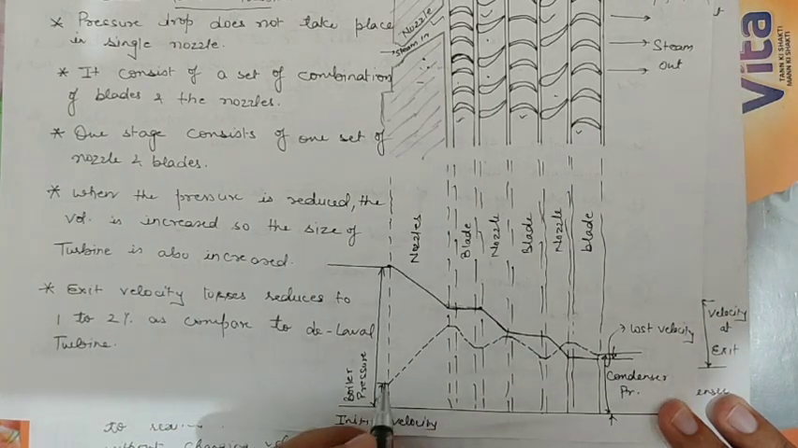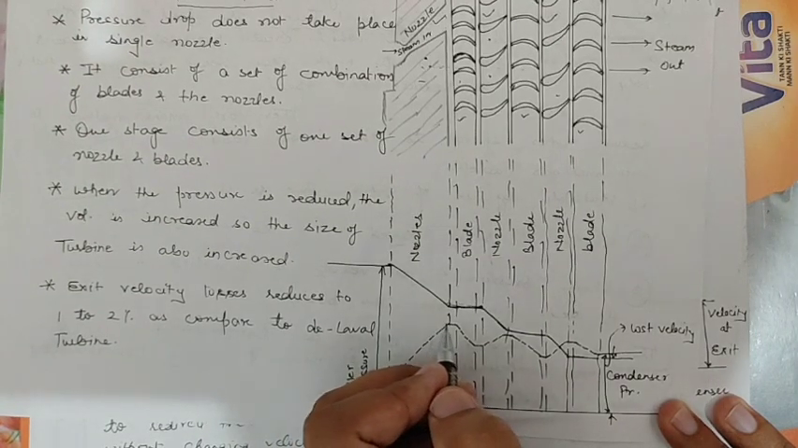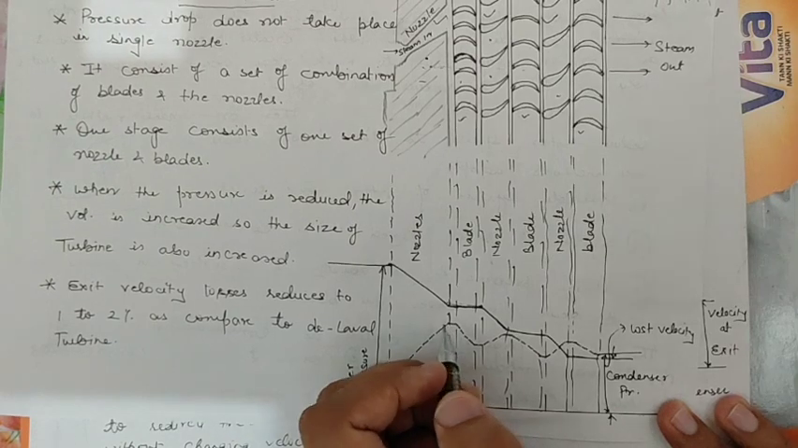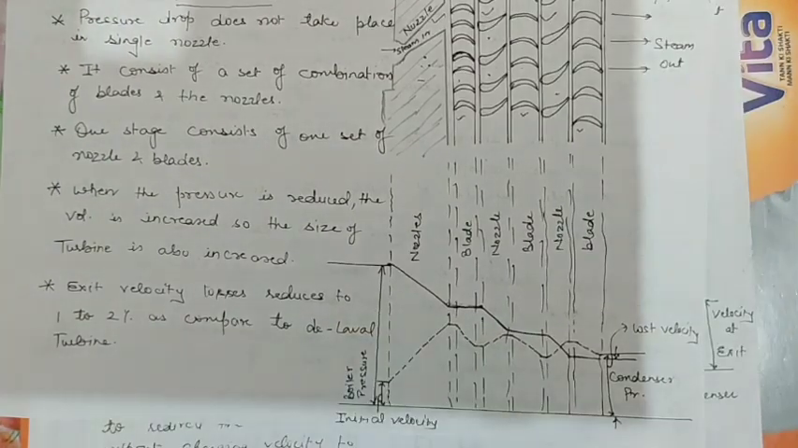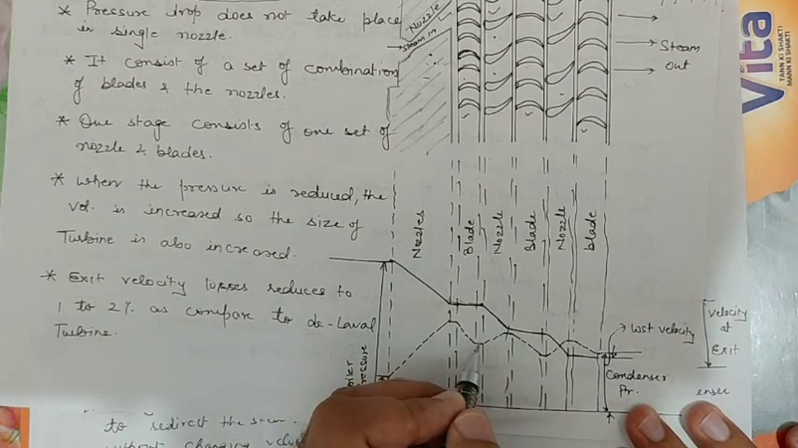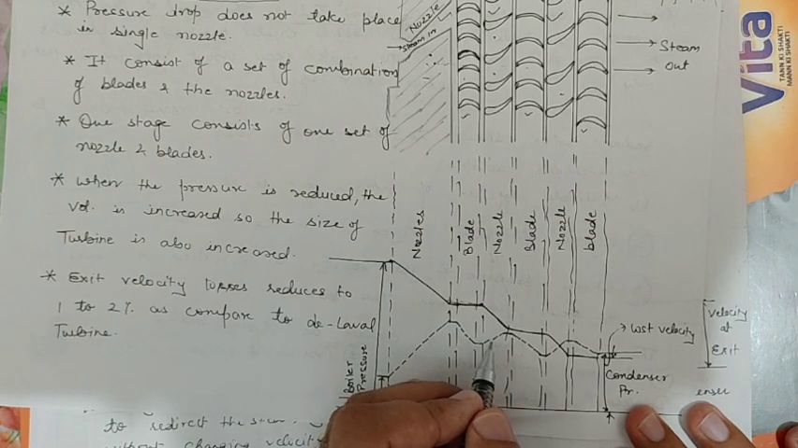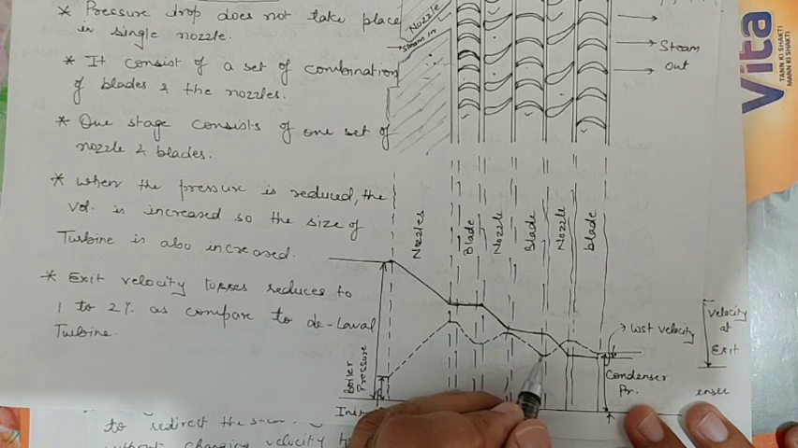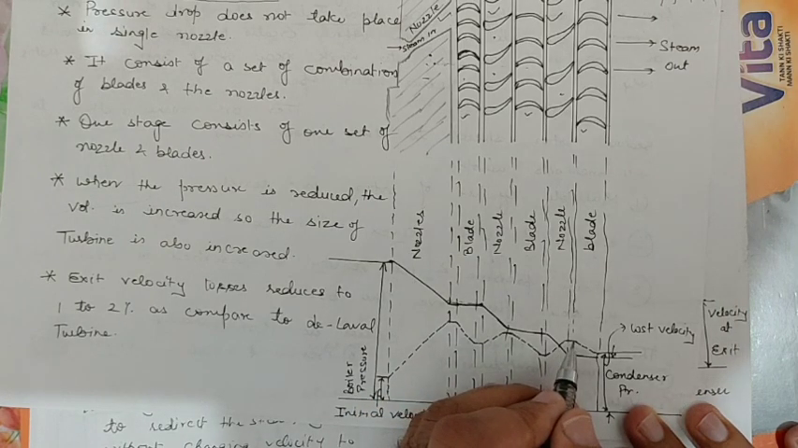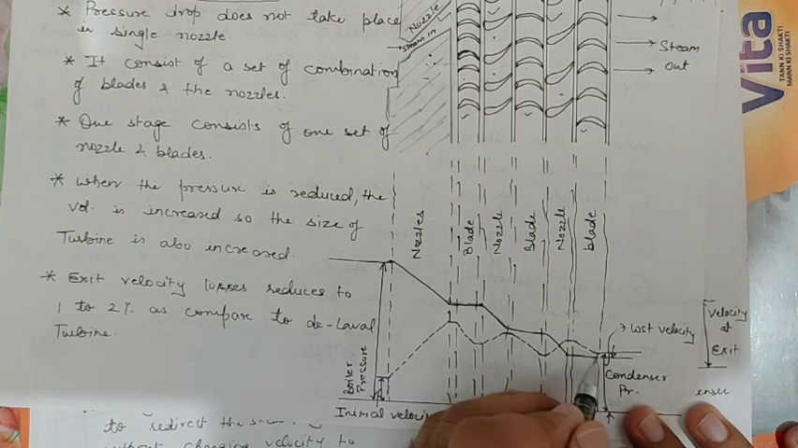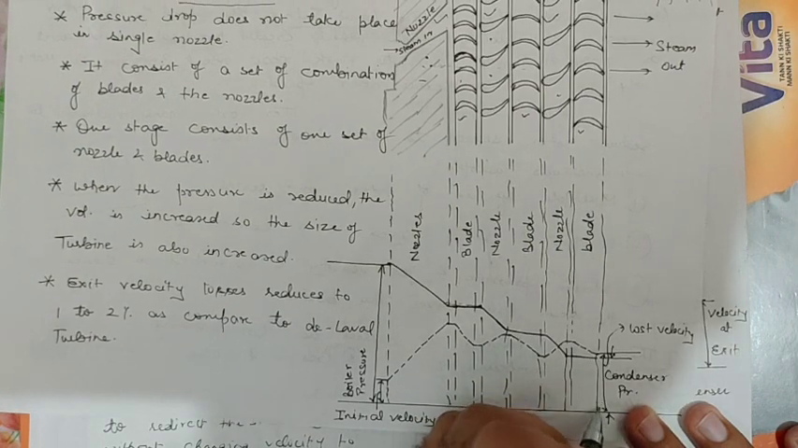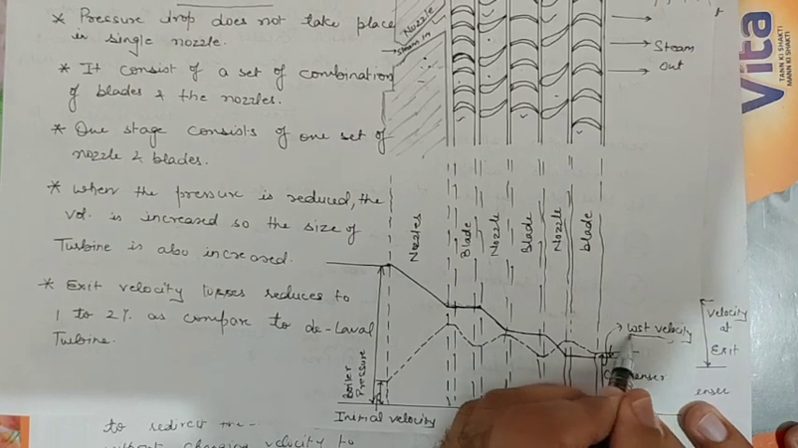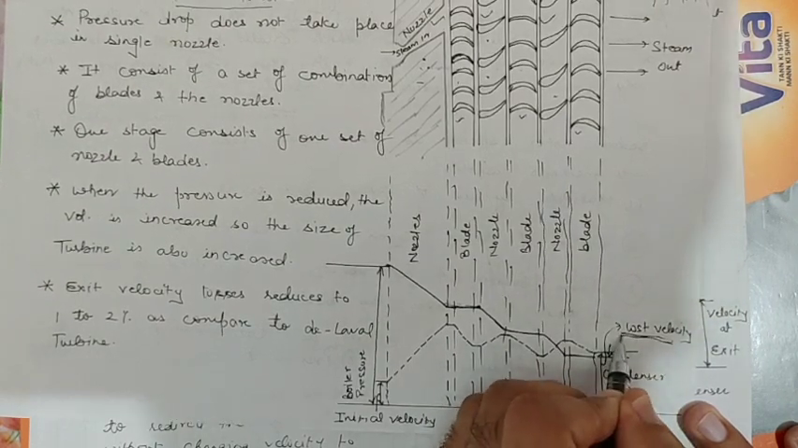And what about the velocity? If this is the initial velocity, when the steam goes to the nozzle, the velocity increases. Then in the moving blade, the steam velocity is absorbed by the moving blade, so the velocity decreases. Then again when it goes to the fixed blade, it works as a nozzle, then velocity increases. Then moving blade, velocity decreases. Then again fixed blade, velocity increases. Then again moving blade, velocity decreases. So this is the lost velocity.